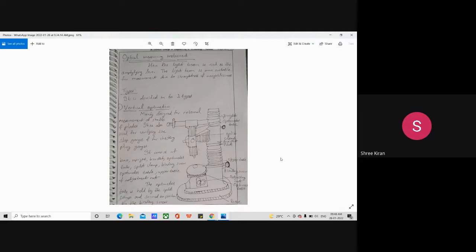condensing or collimating lens systems to direct light past the work part into the optical systems.